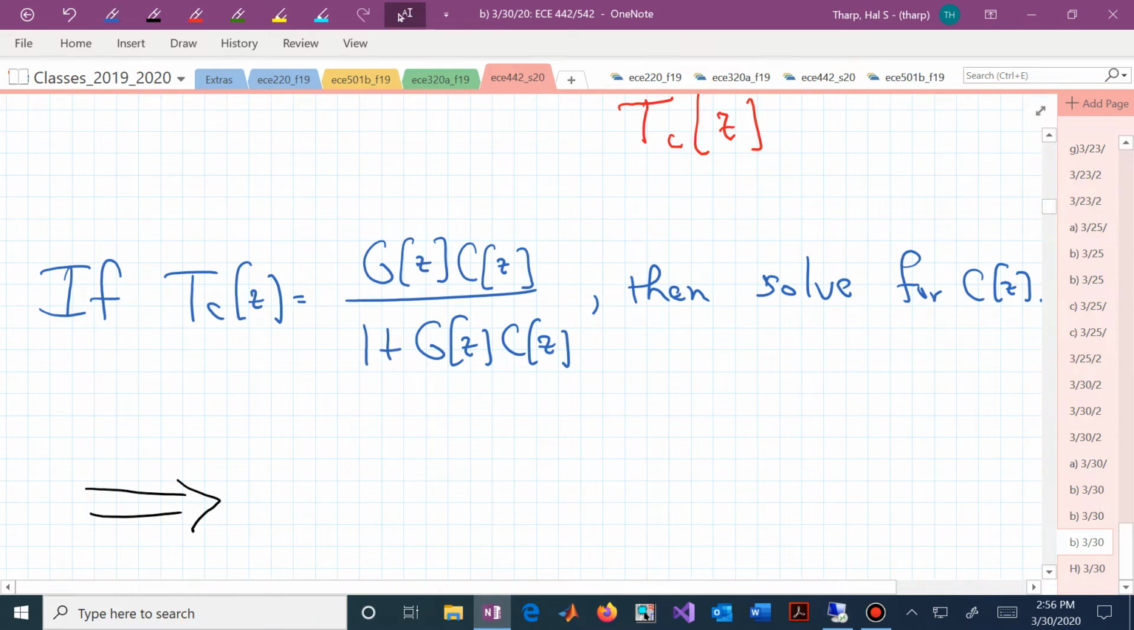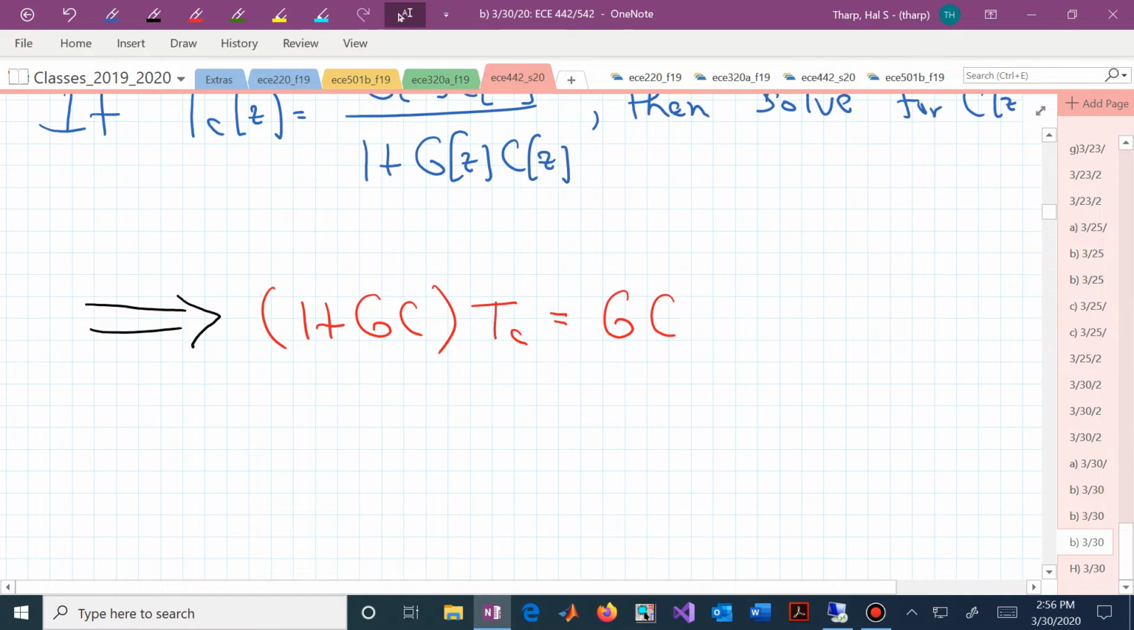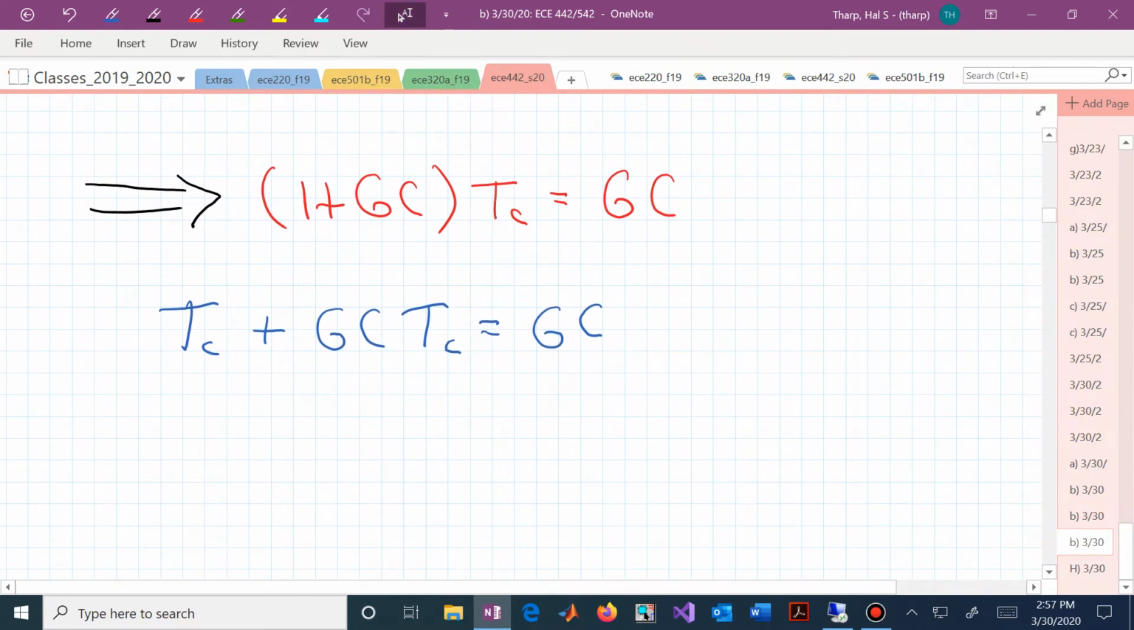Well, now let's just cross multiply, or multiply both sides by 1 plus gc. And now we can distribute that t sub c through the two terms on the right. So we now have t sub c plus gc t sub c equaling gc. Again, we're trying to solve for c in this formula. Let's now put some c terms on a side by themselves, or we can subtract gc t sub c from both sides.